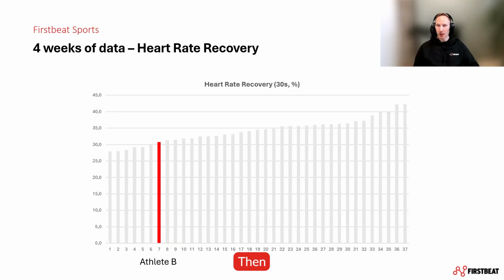Then the coach dug even deeper. Here we have 4 weeks of data for heart rate recovery, and he took the max value for heart rate recovery during that time period. And you see that here athlete B is in place 7, so the 7th worst heart rate recovery of the team. So he's somewhere in the worst 20% of the team.